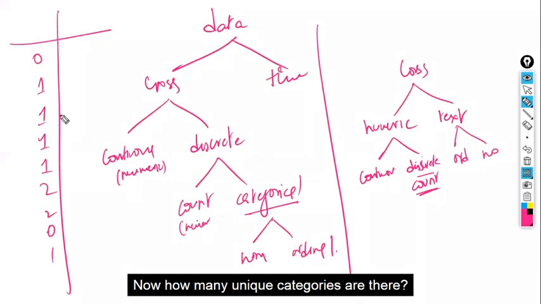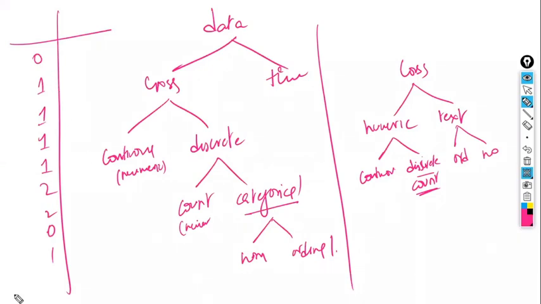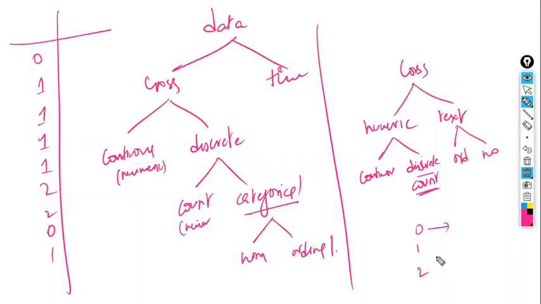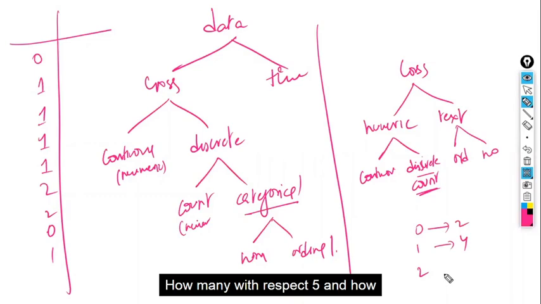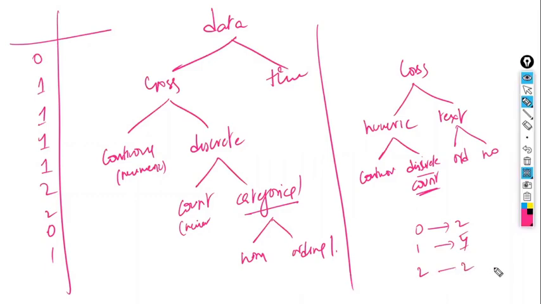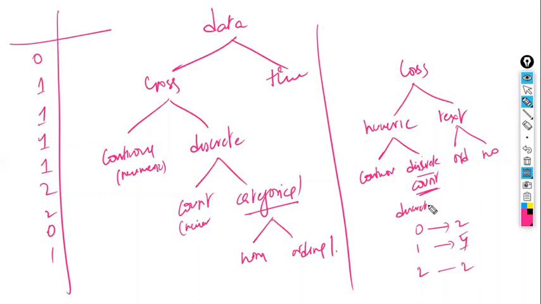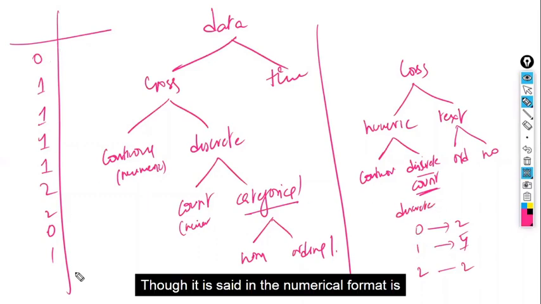Now, how many unique categories are there? 3 categories. What are those 3 categories? 0, 1, 2. How many zeros are there? How many ones are there? How many 2s are there? So this is a discrete variable. Though it is in numerical format, it's still a discrete variable.